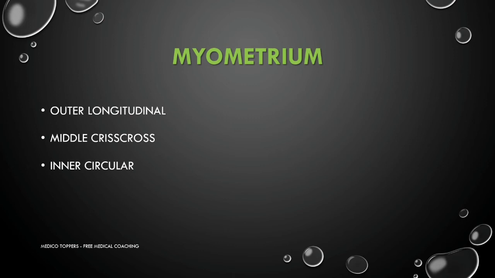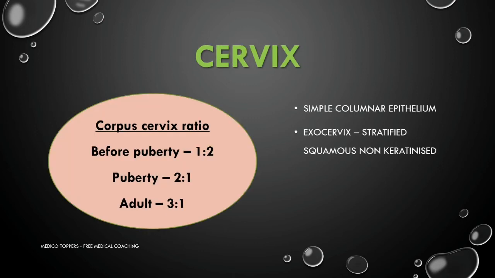Next, coming to cervix. Endocervix is lined by simple columnar epithelium, but exocervix, which is the vaginal part of cervix, is lined by stratified squamous non-keratinized epithelium. And corpus cervix ratio. This is also an important MCQ. Before puberty, this is 1:2 ratio. At puberty, 2:1 ratio. In adults, which means reproductive age group, this is 3:1 ratio.